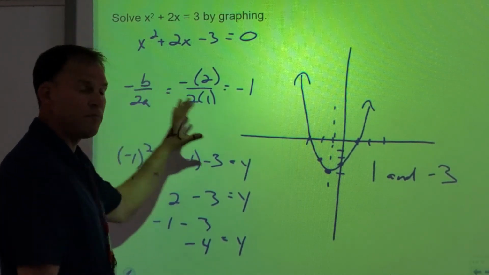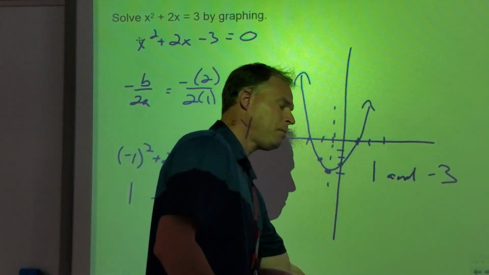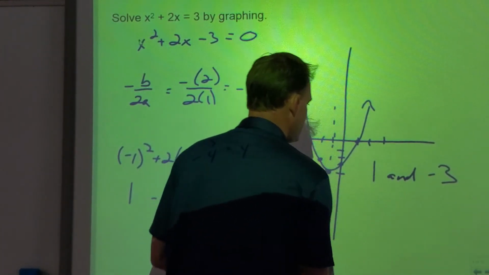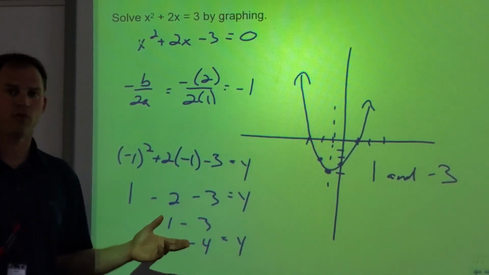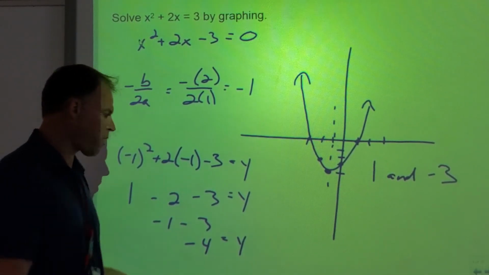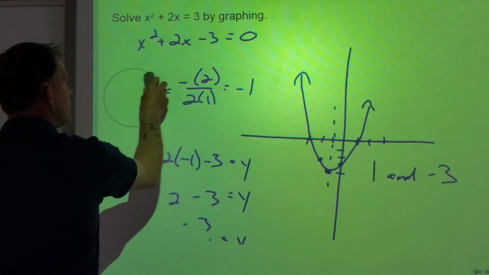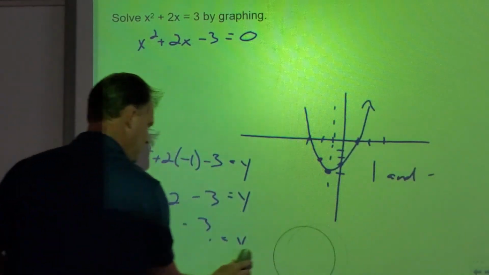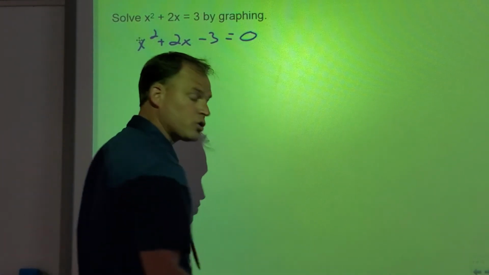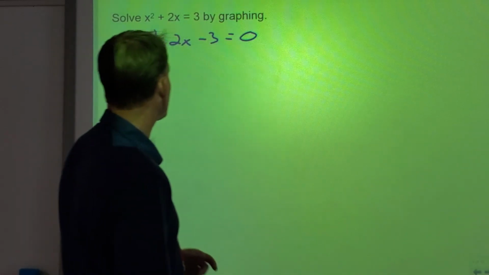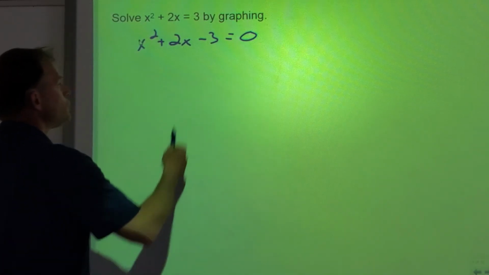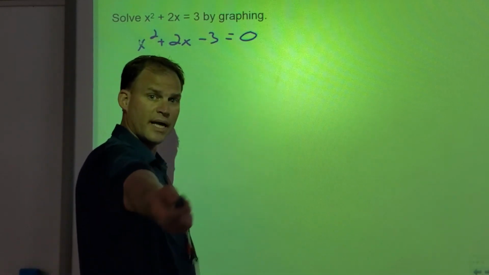So this is one method. I'm going to show you another method that you might like a little bit better. Any questions on this method before we continue? All right. So an alternative method is to factor. Do you know anything that multiplies to negative 3 and adds to positive 2?